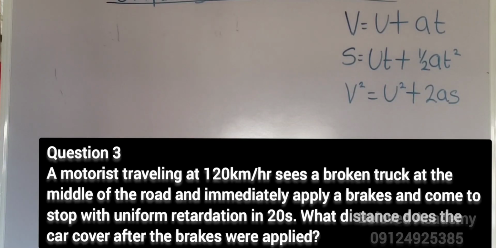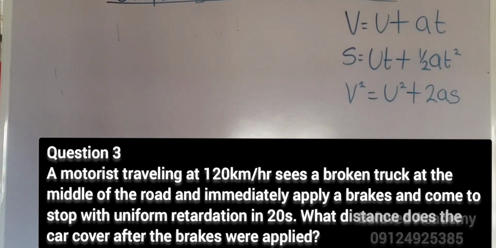A motorist traveling at 120 km per hour sees a broken down truck in the middle of the road and immediately applies his brakes and comes to a stop with uniform retardation in 20 seconds. What distance does the car travel after the brakes were applied?